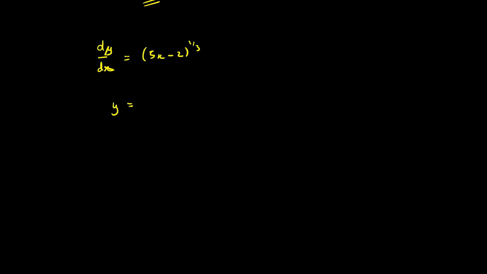So y is equal to, well, I add 1 to the power. A third plus 1 is 4/3. I divide by the new power, so I divide by 4/3, but dividing by 4/3 is the same as multiplying by 3/4. Then I take the coefficient of x, which is 5, and I divide through by 5 as well. So on the bottom, I've got 4 times 5. And I need to remember to add the constant c. Let's tidy it up a little bit.